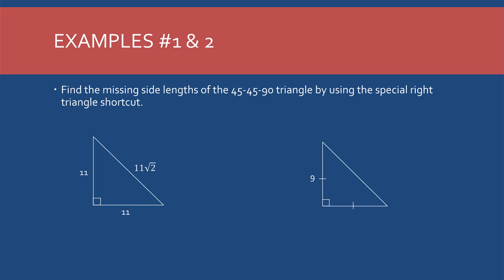What about this other triangle? It only gives me one side length. We want to start off with identifying and labeling that other leg that is congruent. So that side length would be 9 on the bottom. So the three sides of this triangle, including the hypotenuse, would be 9, 9, 9 square root 2.